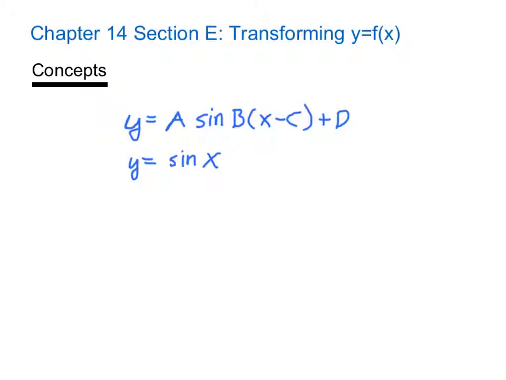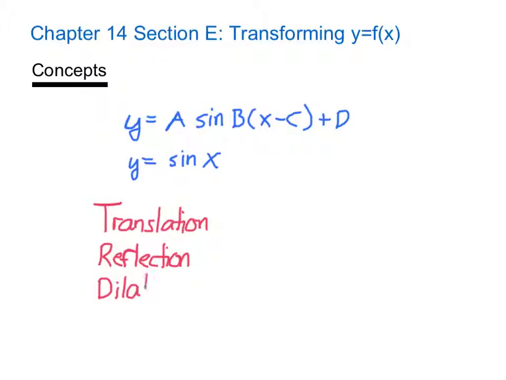There are three main types of transformations. The first is a translation, where we simply move the graph up and down or left and right. The second type is a reflection, where we essentially take a mirror image of the graph across an axis or a line. And then we have dilations, and dilations stretch a graph vertically or horizontally.